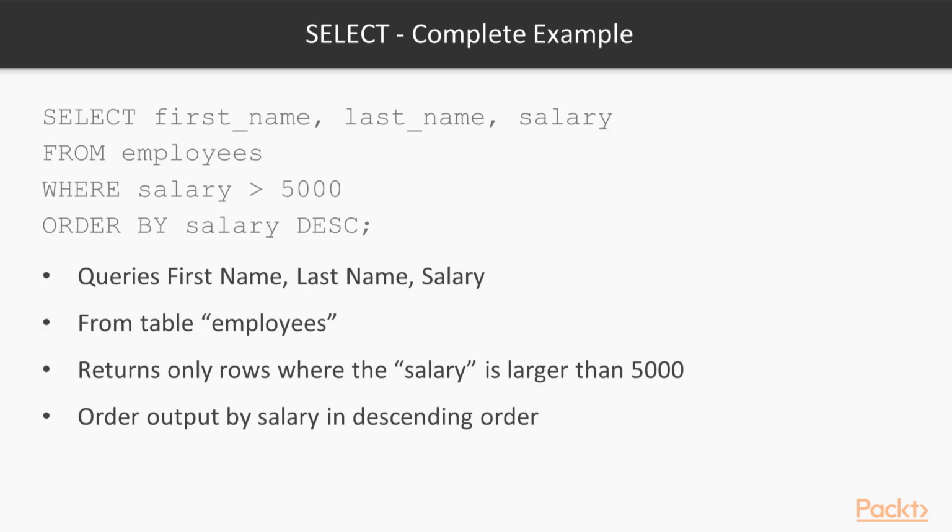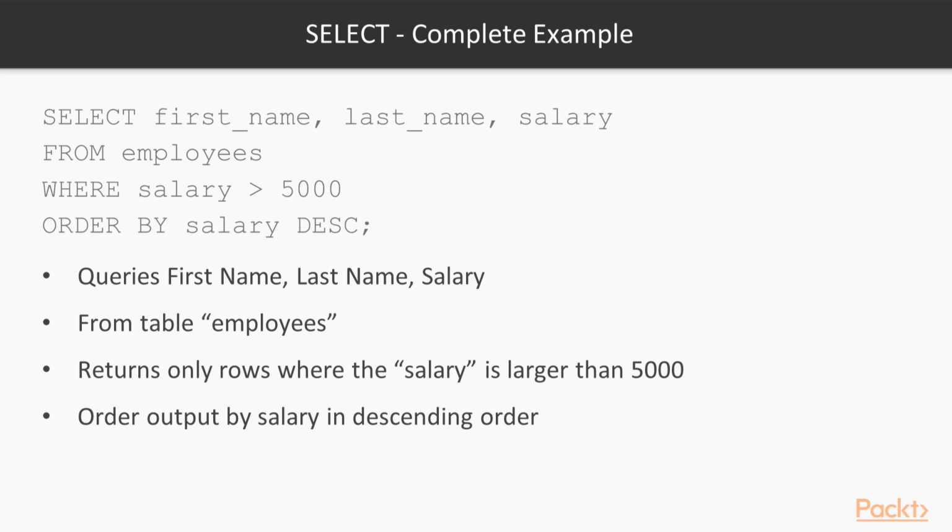To summarize what we have seen so far, let's have a look at a complete select statement. This statement selects the rows for the columns first name, last name, and salary from the table employees, but with the where clause, we only get names of the people where the salary is larger than 5,000. The result is then ordered by salary with the highest salary first.